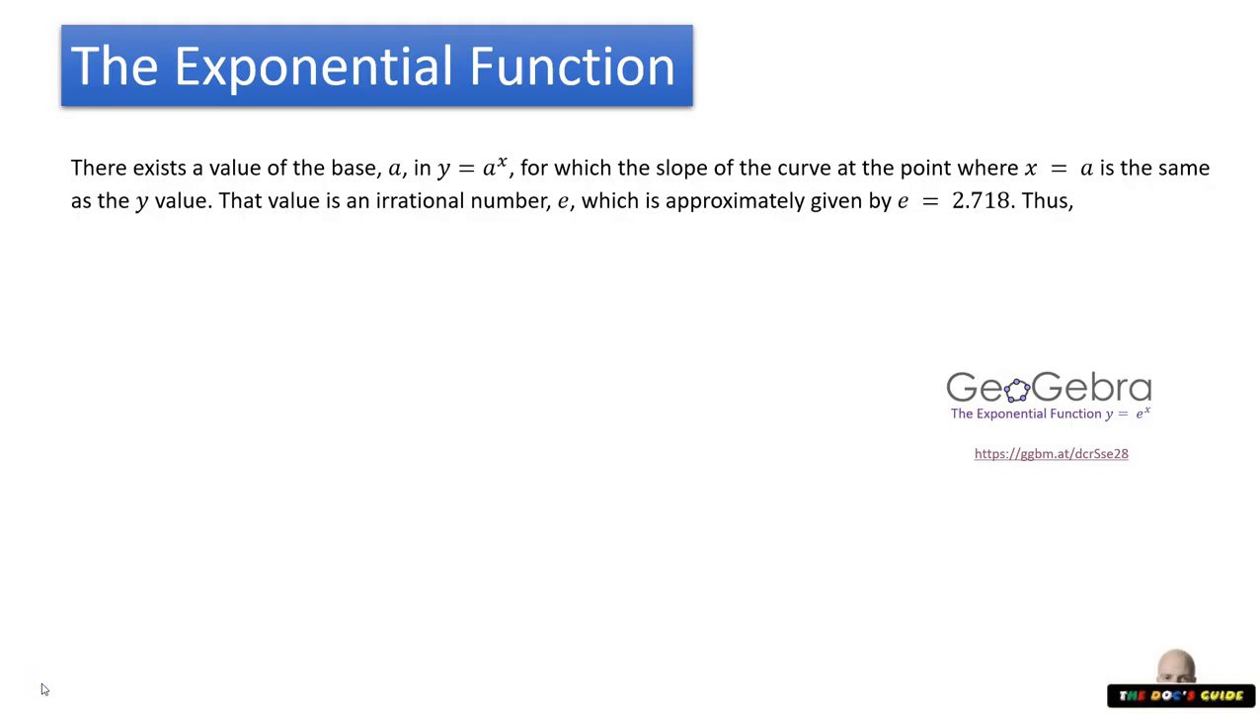So to my mind, the biggest challenge in this first exercise is not actually doing it, it's getting your head around what it's telling you. And we know how important that idea of understanding is. So what we're going to say is that there exists a value of the base, a, in y equals a to the x, for which the slope of the curve at the point where x equals a is the same as the y value. So we've seen that on the graph so far. That value is e, an irrational number which is given approximately, that's an important bit, by 2.718, but because it's irrational it goes on forever without a recurring pattern.